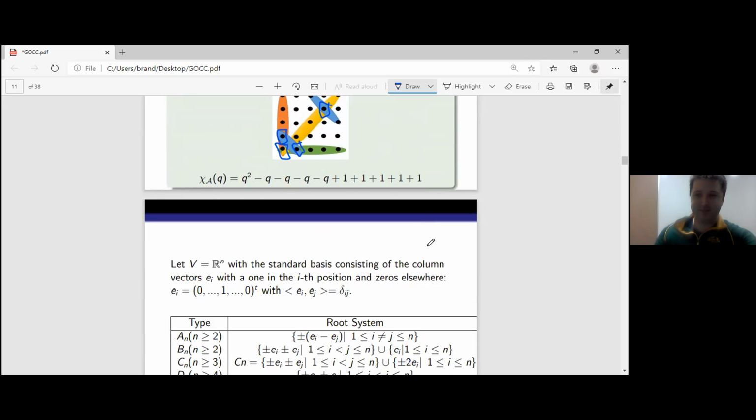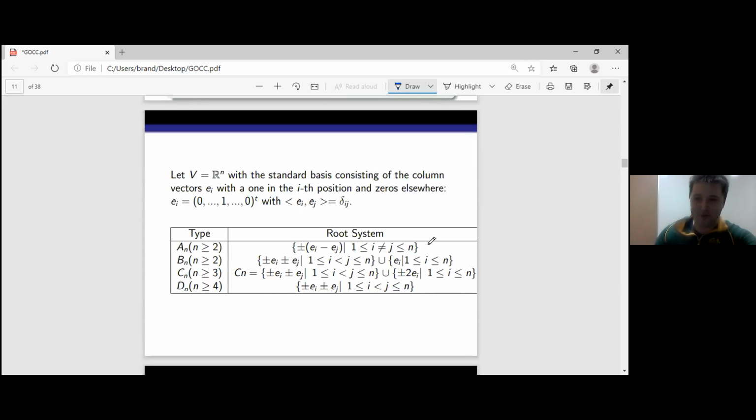All right. Now here's where we get into some fun stuff with Coxeter theory. Okay.